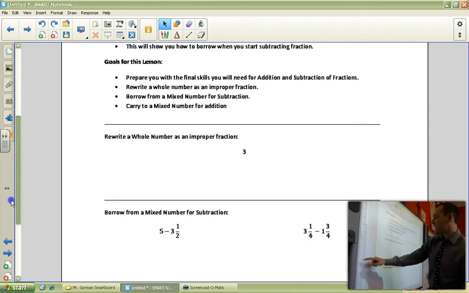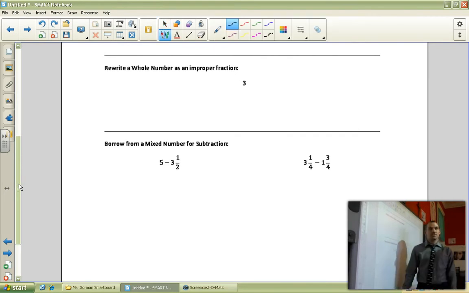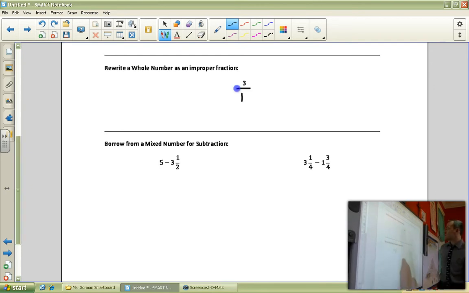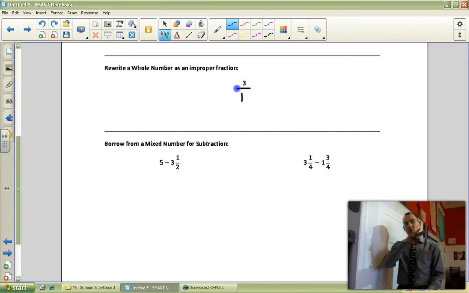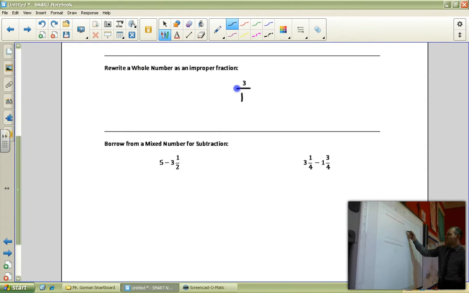Rewriting a whole number, you guys have seen this before, but I wanted to include it again because it is important. I have a whole number of 3. Well, it's 3 wholes. So the easiest thing to do to rewrite a fraction is do 3 over 1. Anytime you have a whole number, you can just put a fraction bar underneath, put a 1 as the denominator, and you have it, because 3 divided by 1 is still going to be 3.